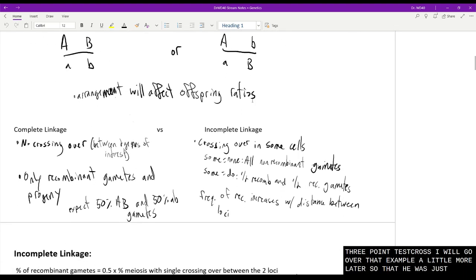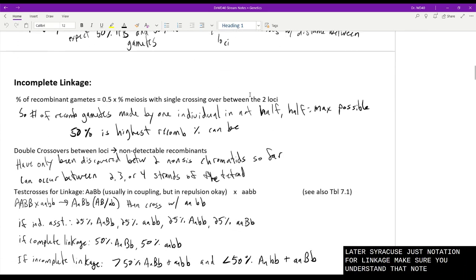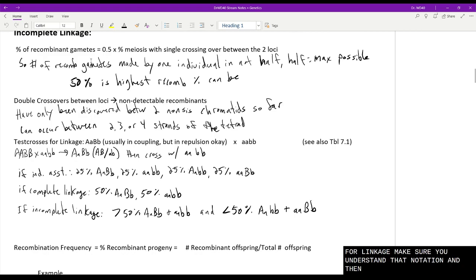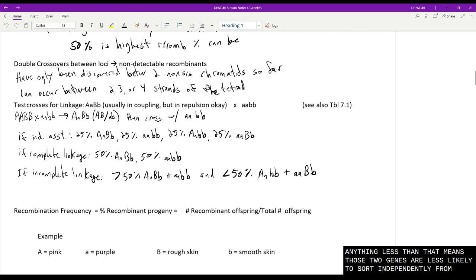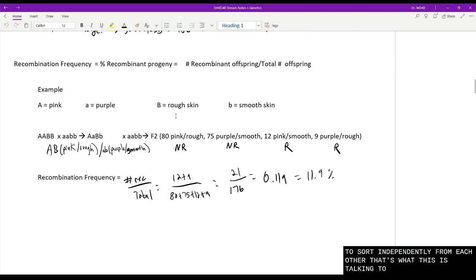So right here is just notation for linkage. Make sure you understand that notation. And then incomplete linkage, what it exactly means. So remember that 50% is an independent assortment. Anything less than that means those 2 genes are less likely to sort independently from each other. So that's what this is talking about in this area here.